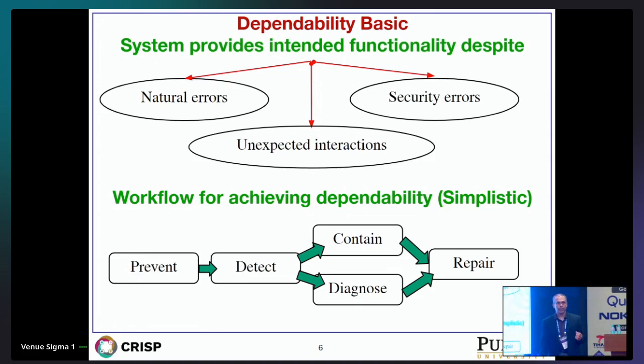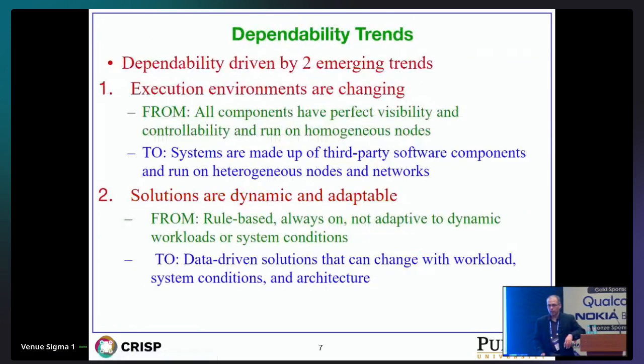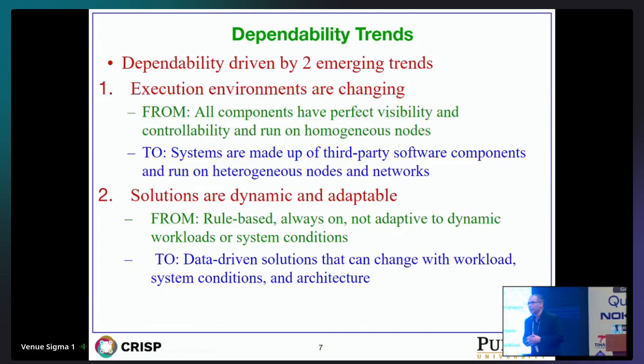Maybe it's a degraded state, so you don't have to stop the world, but you can continue operating despite the occurrence of these errors. Okay, so that's the basic way in which dependability is achieved and the kinds of fault models that we have to deal with. So now, if you think about the way this field has emerged, there are two emerging trends that have become quite clear over the last 5 to 8 years.